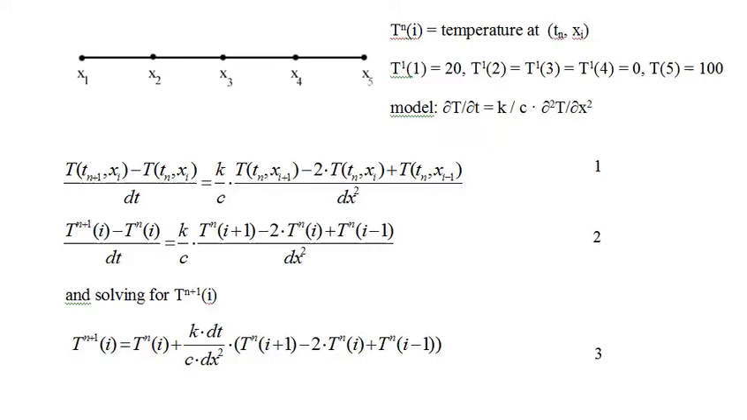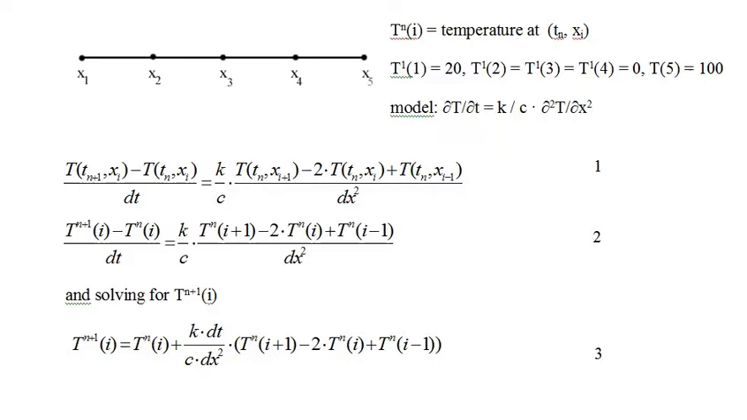So the equation is the temperature at time Tn plus 1 xi minus the temperature at time Tn xi divided by dt equals K over C times the temperature at Tn xi plus 1 minus 2 times the temperature at Tn xi plus the temperature at Tn xi minus 1, all divided by dx squared. That's equation 1.